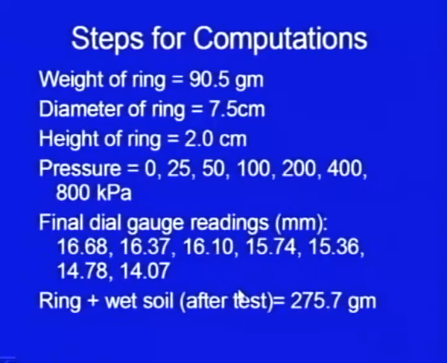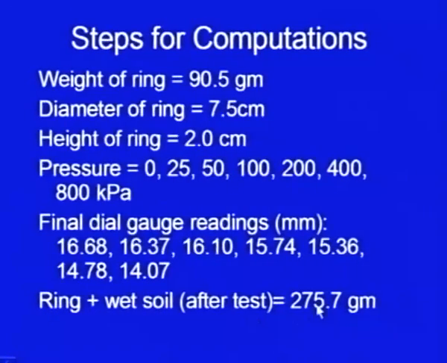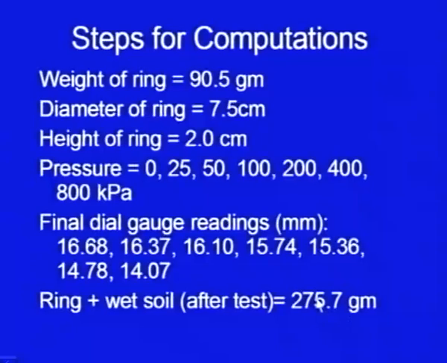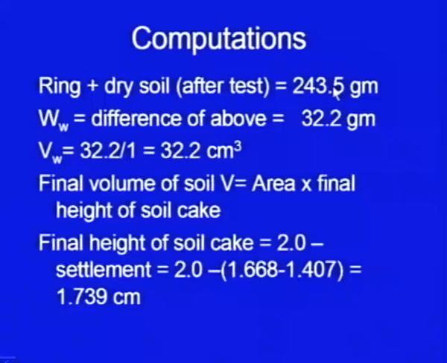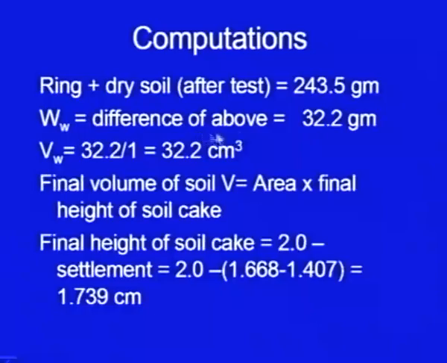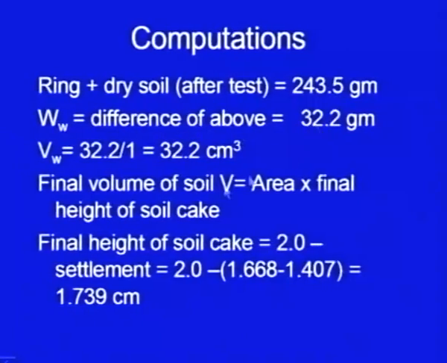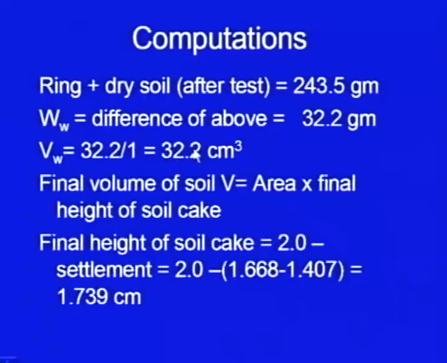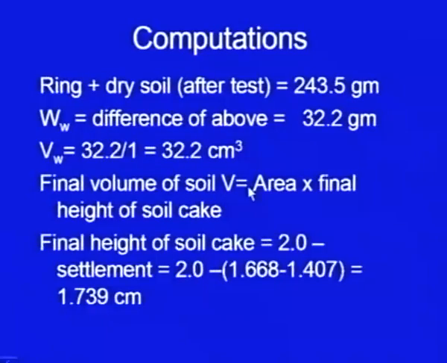After that, we take out the sample and take its weight. So, ring plus wet soil after the test, let us say it is 275.7 gram. Then we keep it for oven drying. 24 hours are given for the sample to dry, and then we weigh the ring plus dry soil. From the above two values you can find out the weight of water in the sample. That will be the first reading minus the second reading, and once the weight of water is available, you can calculate the volume of water.